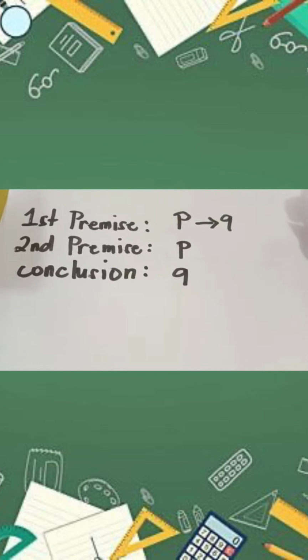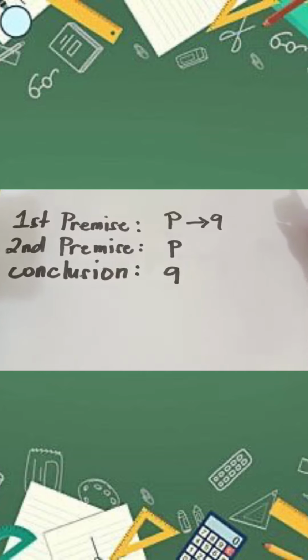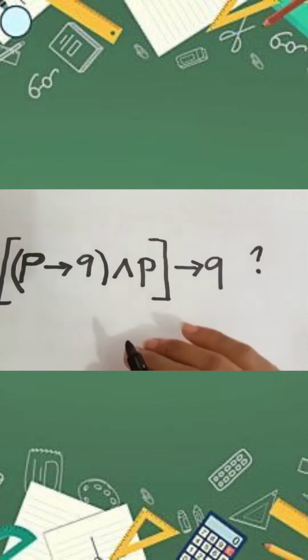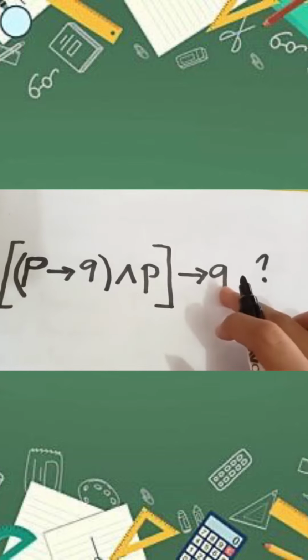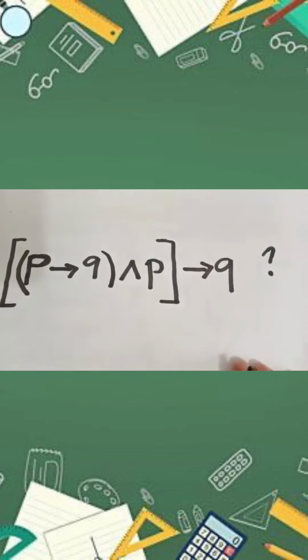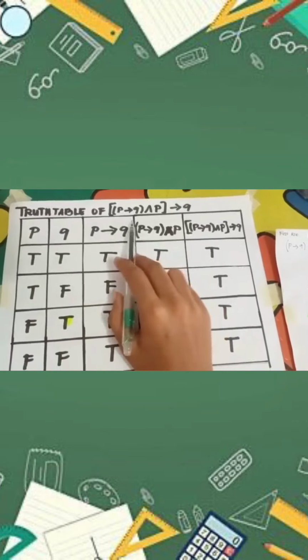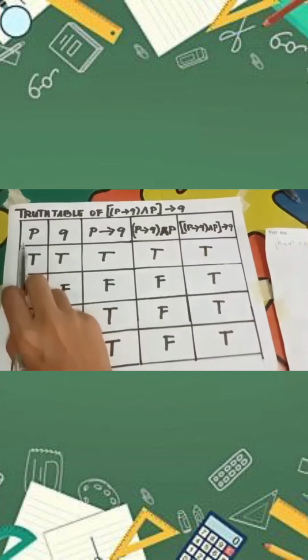To test the validity of the argument, I look at whether the combination of the premises implies the conclusion. So, is it true that the combination of both premises implies the conclusion? So, let's go to the truth table. Truth table of the combination of both premises implies q.